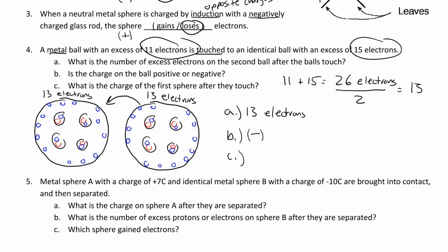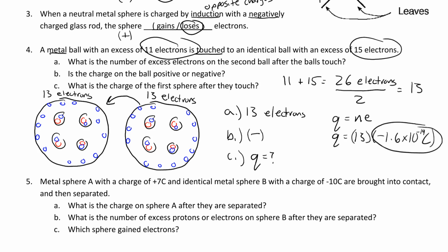And it says, what is the charge on the first sphere after they touch? So it's not asking for the number of excess electrons on the first sphere. It's asking for the charge. So what is Q? We can figure it out because we have that formula. Q is equal to Ne. The total charge is equal to the number of electrons times the charge of each electron, which you can see in your reference table, 1.6 times 10 to the negative 19 coulombs of charge.